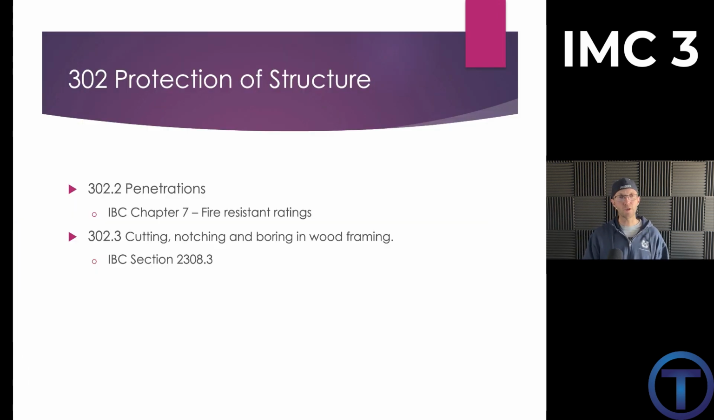Let's look at 302, protection of structure. First of all, it says that the building structure shall not be weakened by the installation of mechanical systems. Once again, don't be a hack. Don't get in there with your Sawzall and chop out all kinds of wood or structure just to install this mechanical system. We have to respect that, work around that, and make sure that the building's going to stand after we've installed the system.